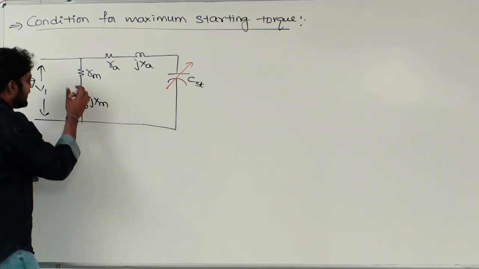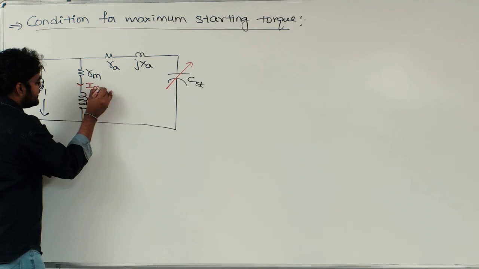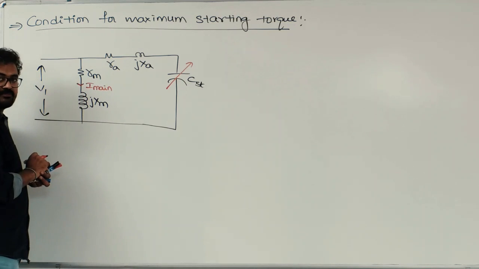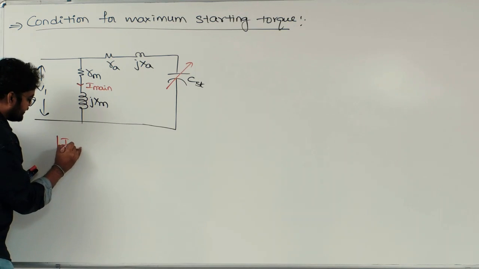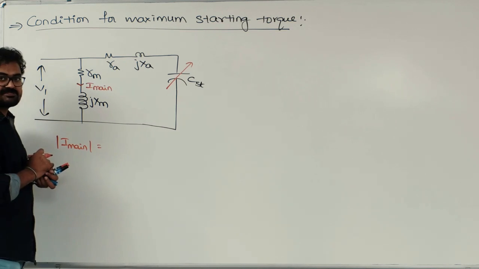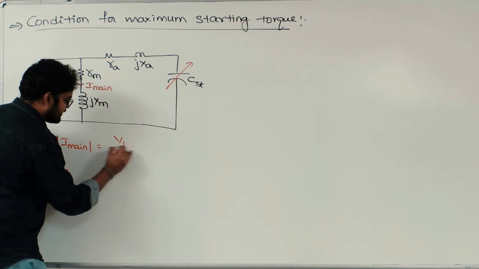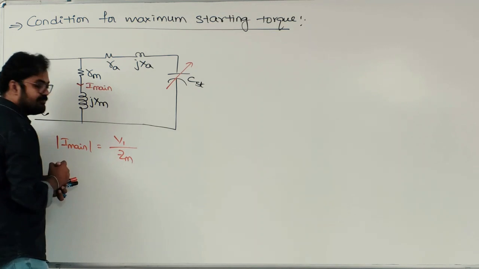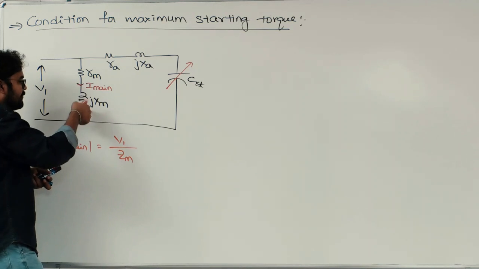That means, can I write main winding current is going to be a fixed magnitude? Because what is the formula for main winding current? I can simply write it as voltage by impedance. So voltage is V1, impedance is main winding impedance. As I told you, main winding parameters are fixed.